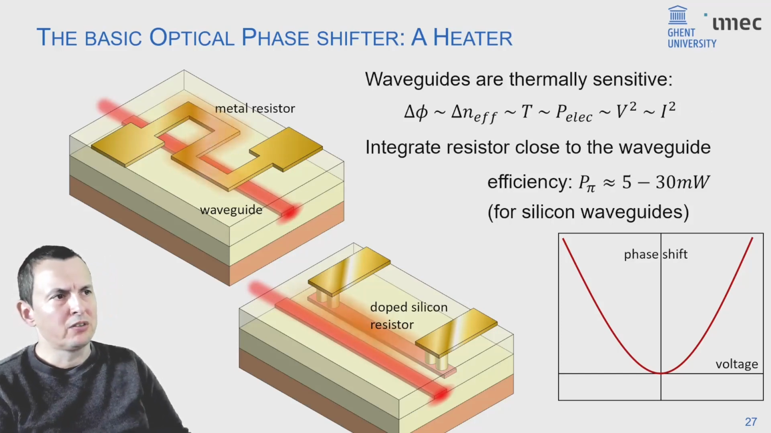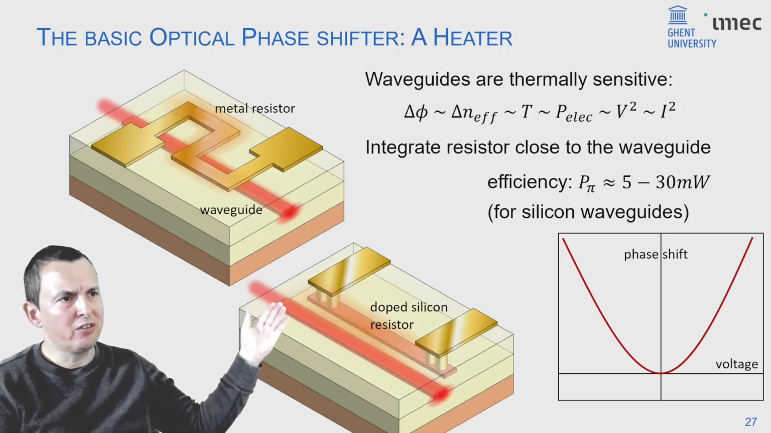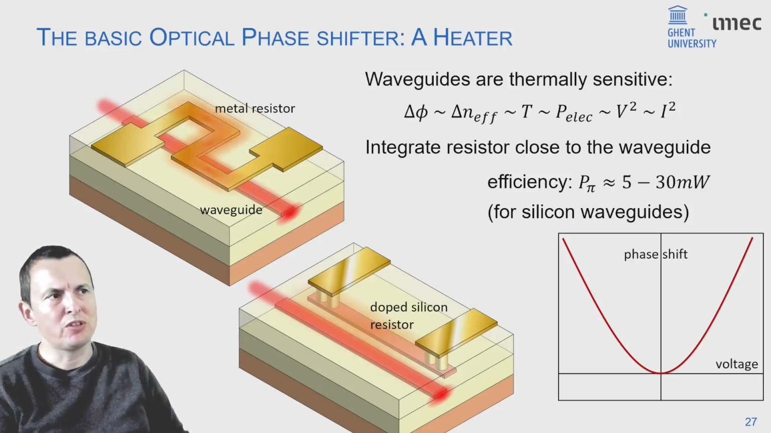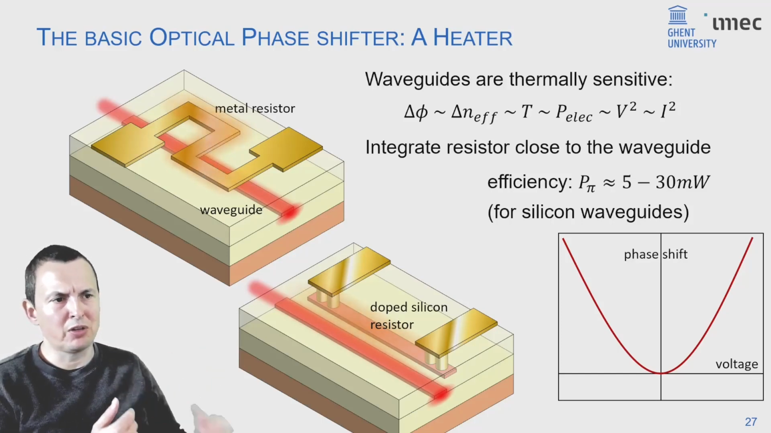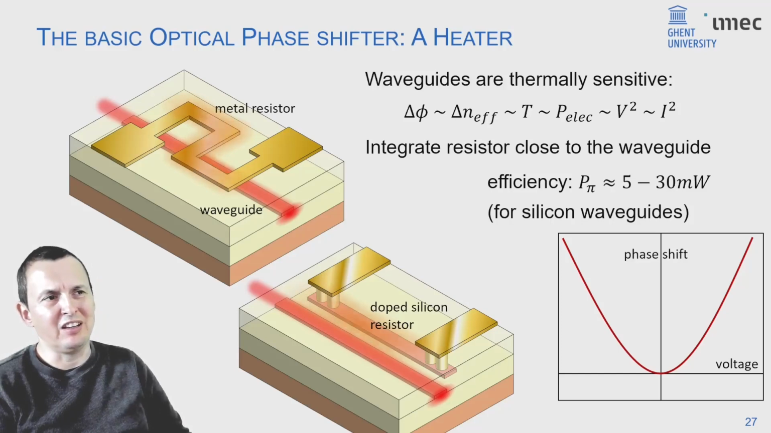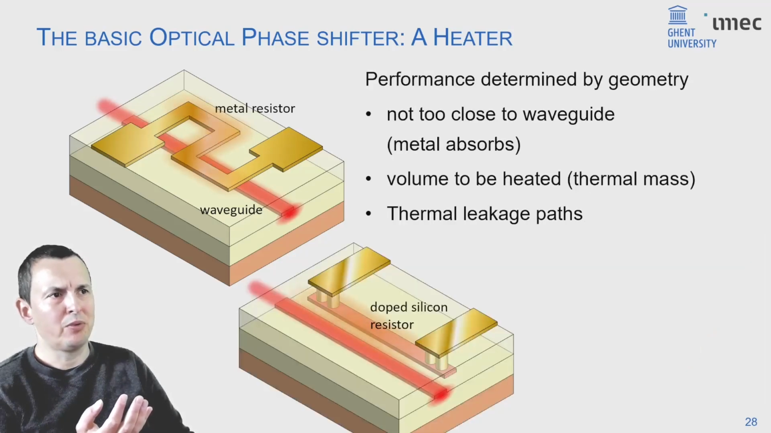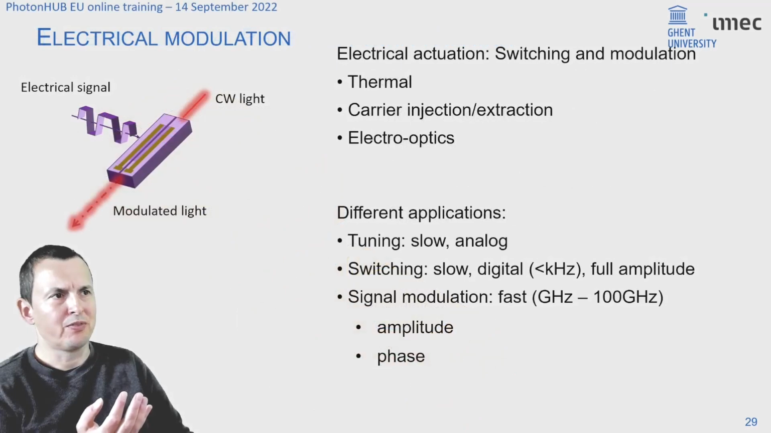Now, a typical number in silicon for a tuner is that you can induce a pi phase shift in your waveguide with between 5 and 30 milliwatts of power. If you go to other materials, that number can get higher, that number can be lower, but it's something that you have to keep in mind. Like, if you add these tuners to your circuit, essentially you're going to run into problems where your circuits become too hot.